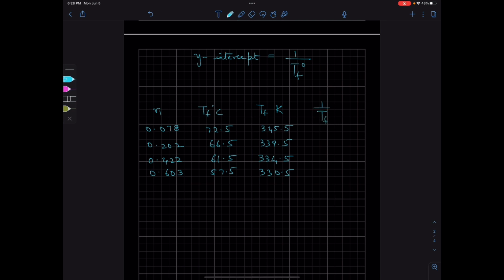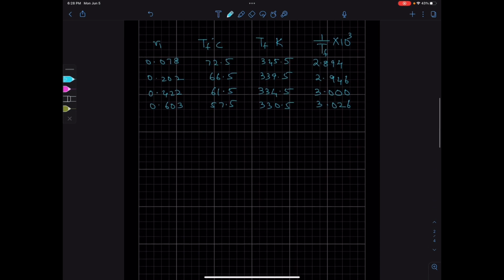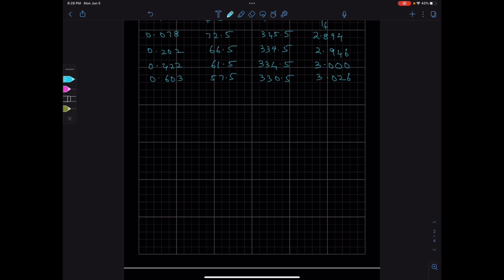And 1 over Tf is going to be, for 345.5, 0.00289. So we would rather make this as 1 over Tf times 10 cube, so that we can write it as 2.894, 2.946, 3.000, and 3.026. So now that we have the values of 1 over Tf and v1, we can plot the graph.